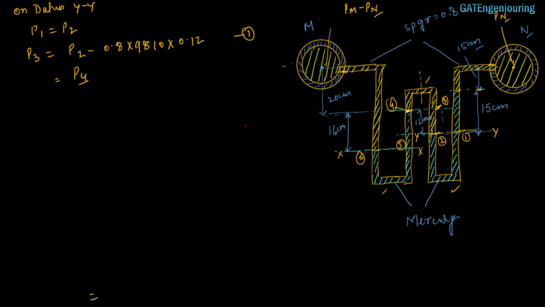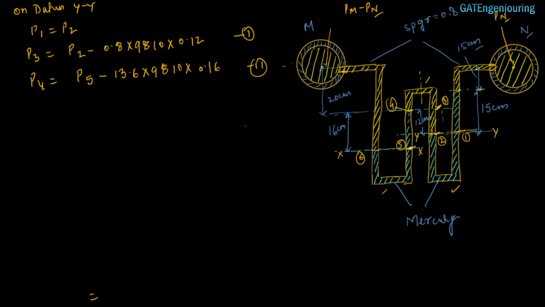Now if we talk about the relationship between P4 and P5, we can say P4 is equal to P5 minus this head. This head is 16 centimeters. The liquid here is mercury, so 13.6 into 9810 into 0.16. That is the relation between P4 and P5. Let's say this is equation number 2.